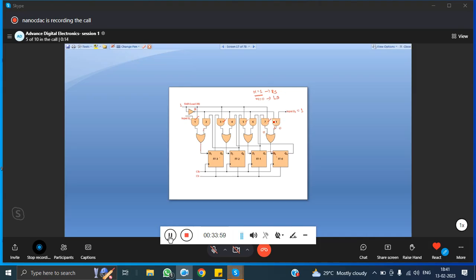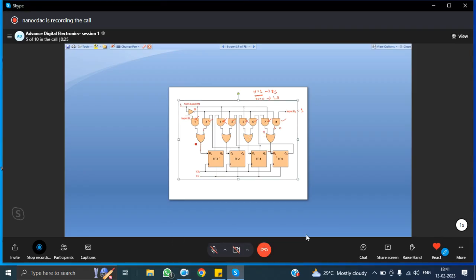Okay, so when mode is equal to 0, this will be disabled and these are enabled. When these are enabled, the left shift operation will be happening, the bits will be shifted left. Okay, so like this.